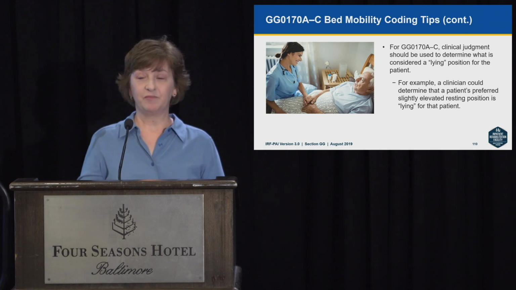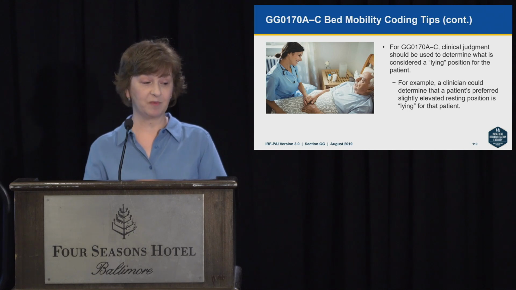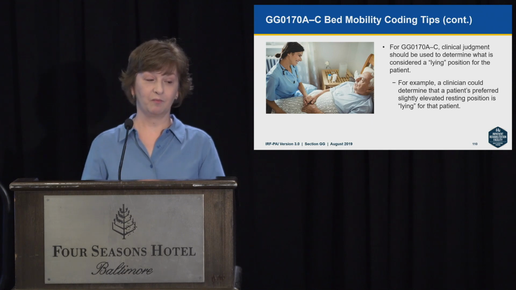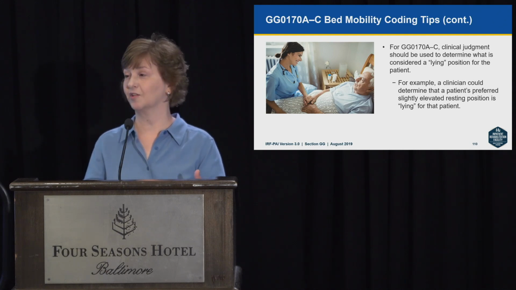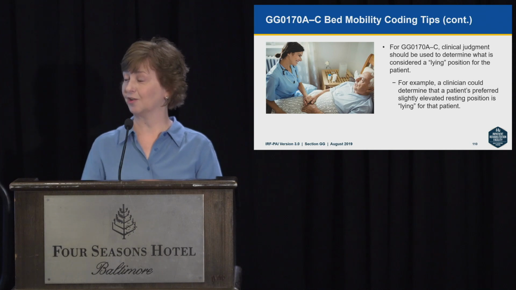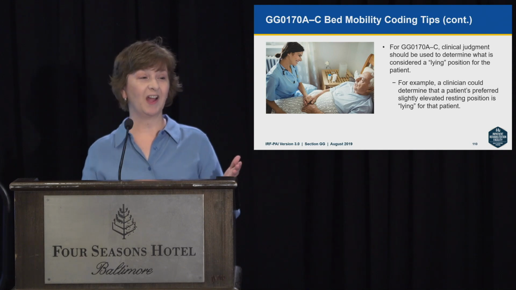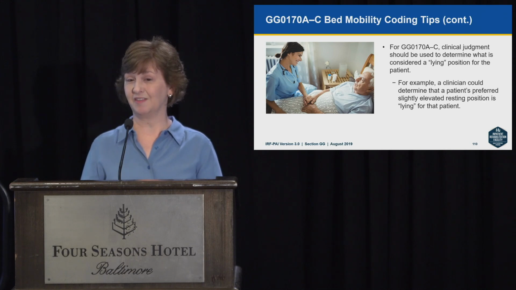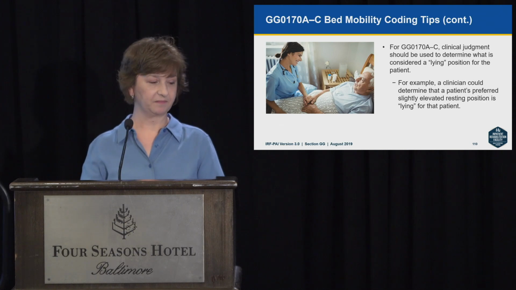Okay, so for GG0170A through C, those bed mobility activities, you would use clinical judgment to determine what is considered a lying position. So, for example, the clinician would determine that a patient's preferred slightly elevated resting position is considered lying, and that's adequate. So you'd be using your clinical judgment if you can do the assessment. If the head of the bed is elevated so high that you don't really feel the person is lying flat, you may make the judgment that the activity would be coded one of the activity not attempted codes.